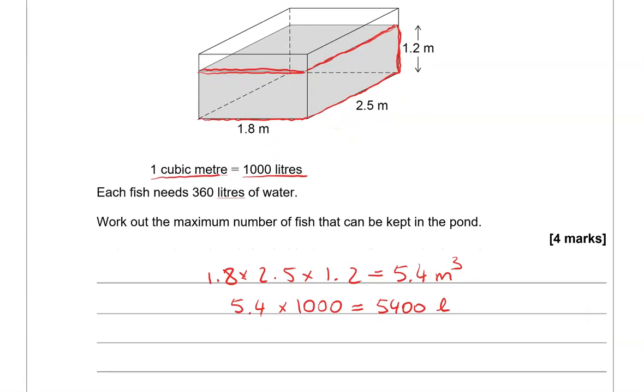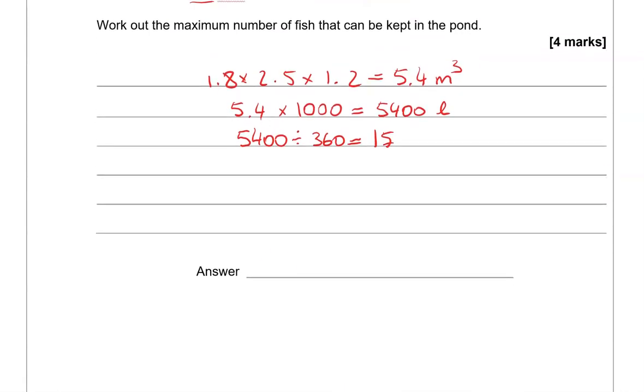Now each fish needs 360 litres, so if we divide 5,400 by 360, it should give us how many fish? And that is 15. So the answer is 15.